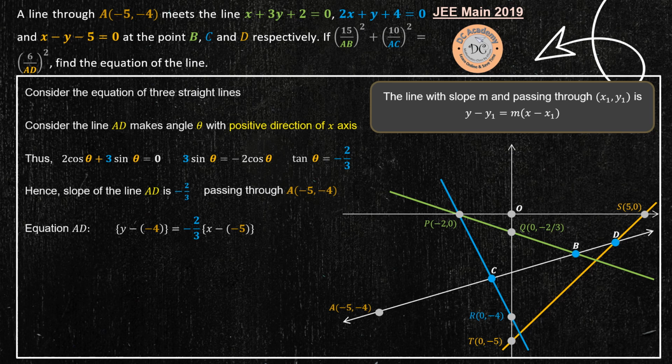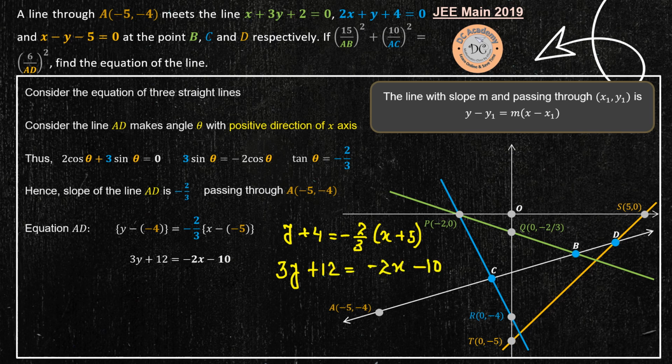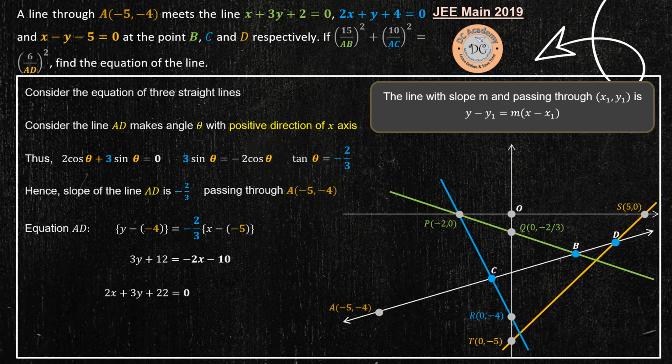So if we go ahead, we find out that it will be 3y plus 12 equal to minus 2x minus 10. How do we get there? See that particular line can be written as y plus 4 is equal to minus 2 by 3 into (x plus 5). That's very simple. Now if I multiply by 3, it will be 3y plus 12 is equal to minus 2x minus 10. That we wrote by doing a step jump. Now, if we make that calculation, it is 2x plus 3y plus 22, and that's equal to 0. So for this particular problem, this is the equation of the line AD.